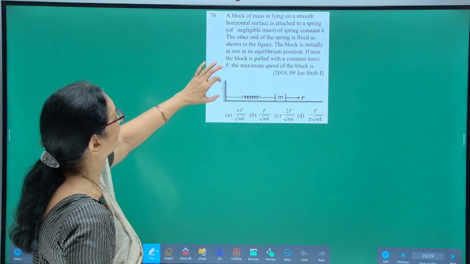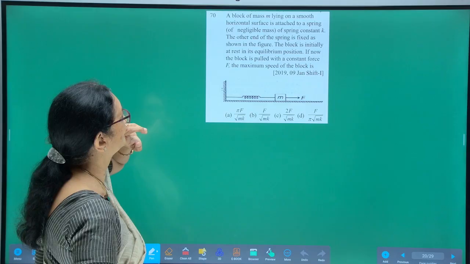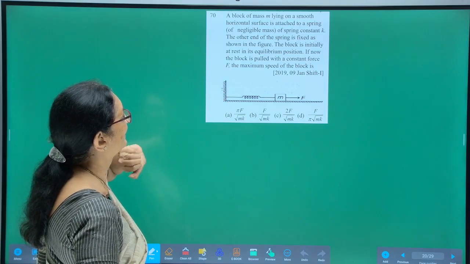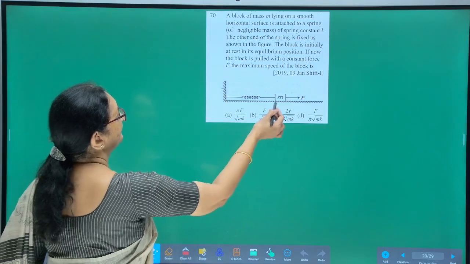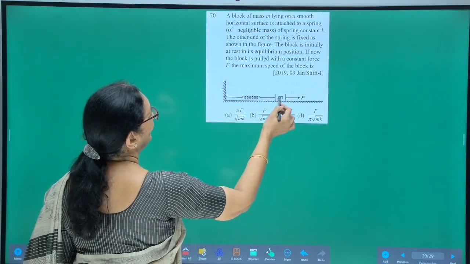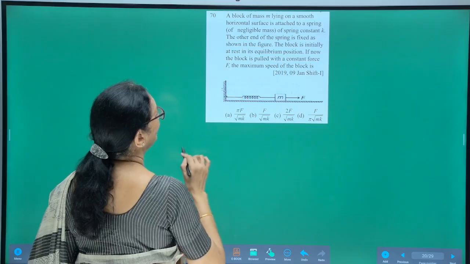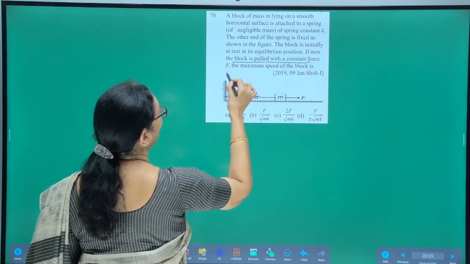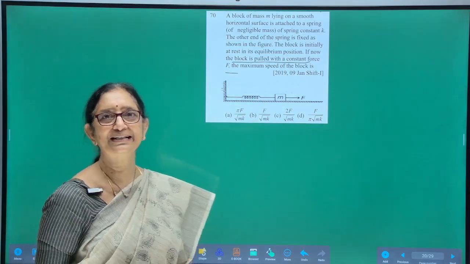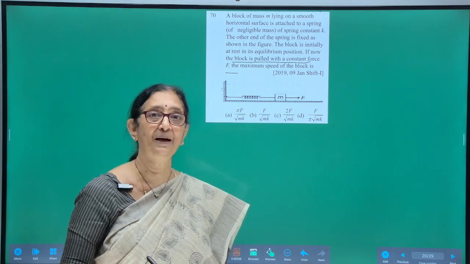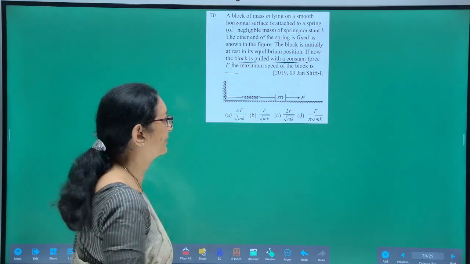A block of mass m lying on a smooth horizontal surface is attached to a massless spring of constant k. The other end of the spring is fixed. Here, the block is initially at rest in the equilibrium position. If the block is pulled with a constant force, what is the maximum possible velocity for the block?